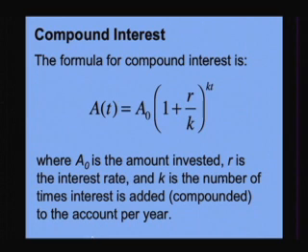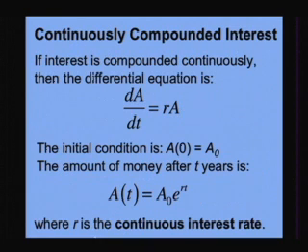This formula that we looked at, we then went into compound interest which is compounded continuously. So let's look at this formula. If interest is compounded continuously, then the differential equation is dA/dt equals R times A. The initial condition is A of 0 equals A sub 0. The amount of money after t years then is A of t equals A sub 0 times e to the RT, where R is the continuous interest rate.